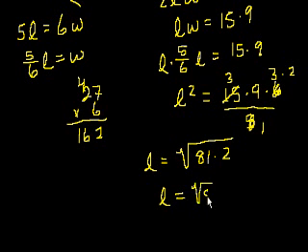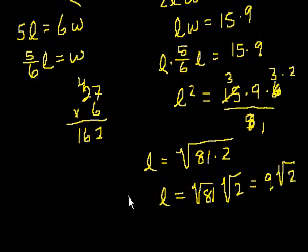So L is equal to 9. Right? I'll do it one more step because I think this confuses a lot of people. That's equal to the square root of 81 times the square root of 2, which is equal to 9 square roots of 2, which is choice A.